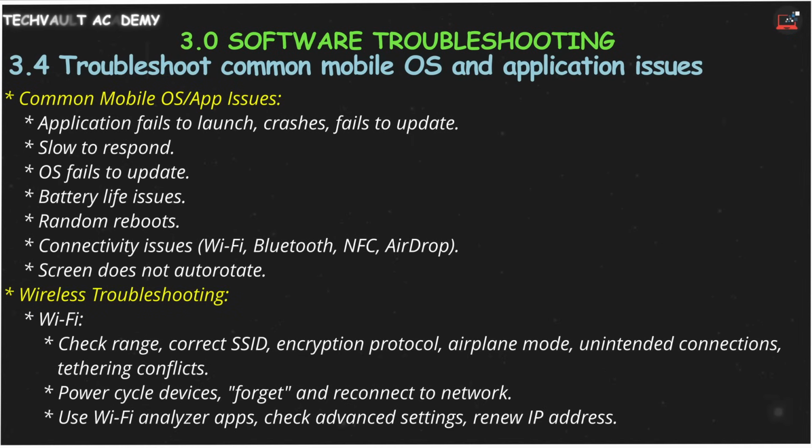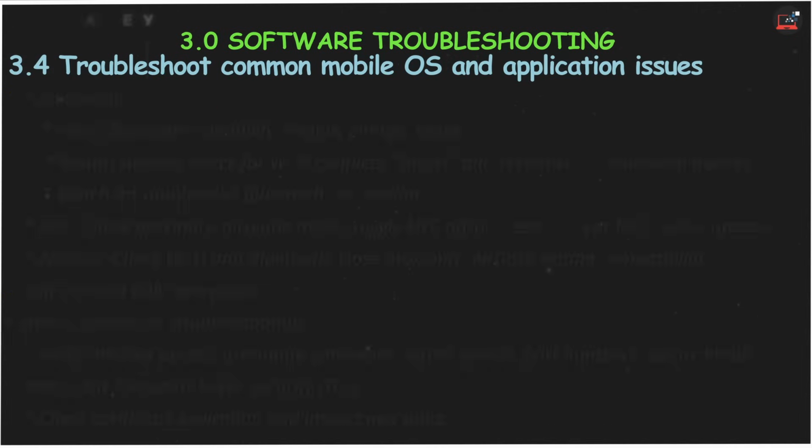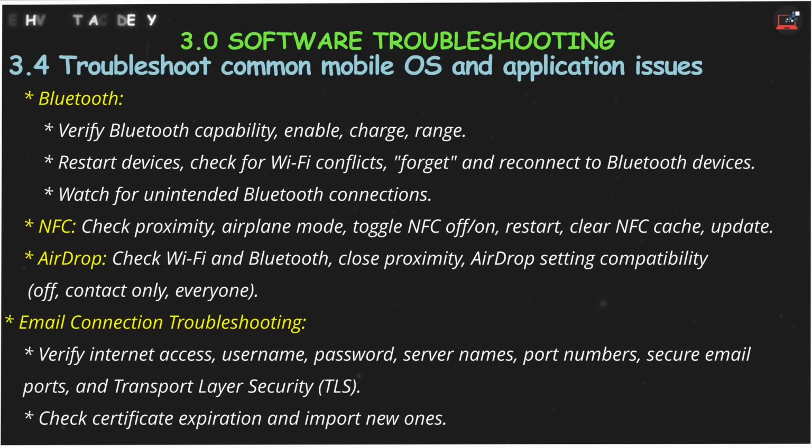Wireless troubleshooting, Wi-Fi: check range, correct SSID, encryption protocol, airplane mode, unintended connections, tethering conflicts. Power cycle devices, forget and reconnect to network. Use Wi-Fi analyzer apps, check advanced settings, renew IP address. Bluetooth: verify Bluetooth capability, enable, charge, range.